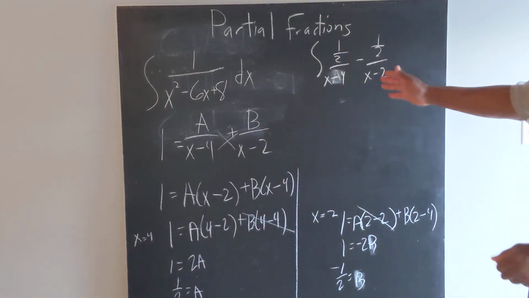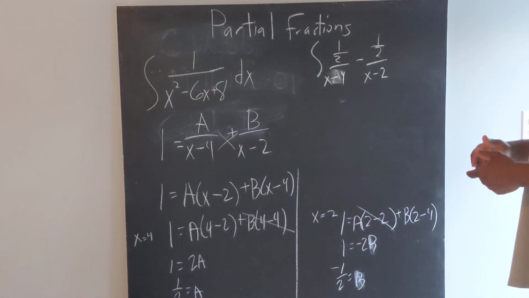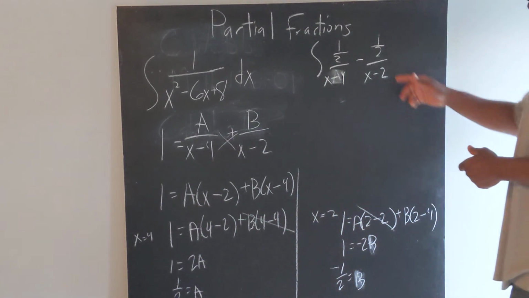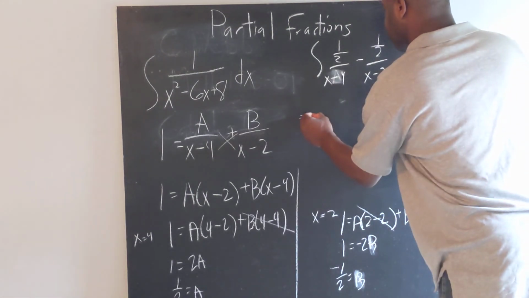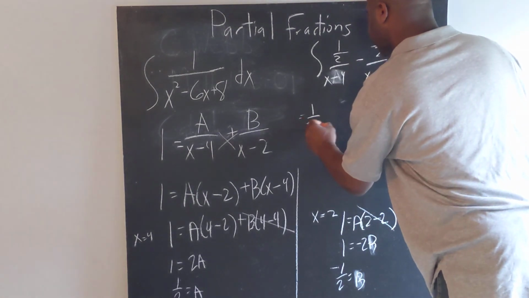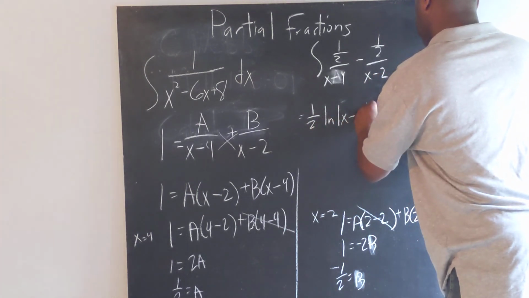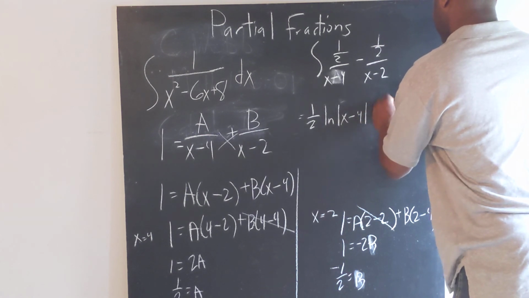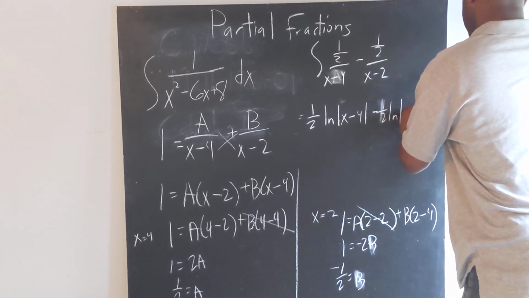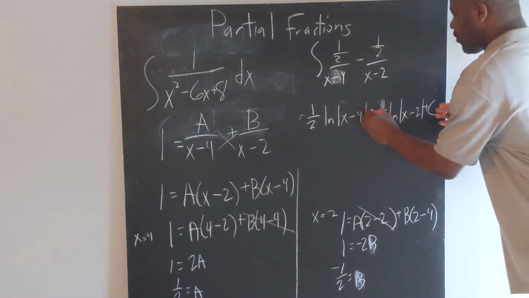But we can't leave that, so we have to go back to our old natural log rules. If you remember, the antiderivative of 1 over x was natural log of x plus c. So we simply say 1/2 natural log of x minus 4, minus 1/2 natural log of x minus 2, plus c. That's our final answer here.